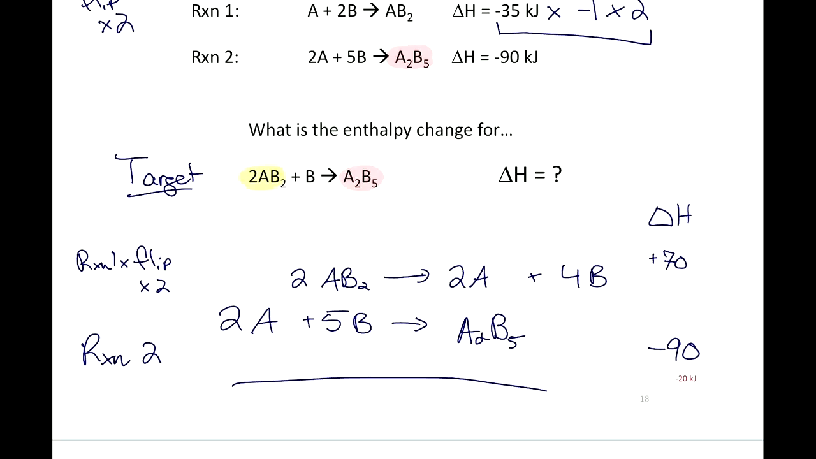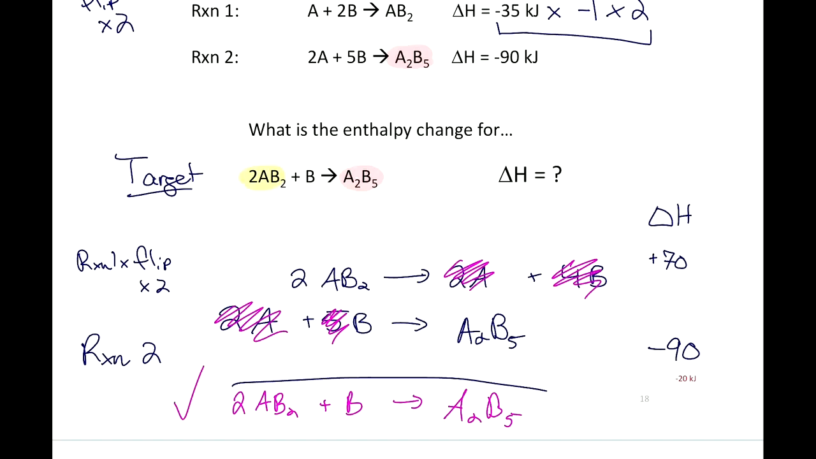So it looks like the A's cancel, right? Because they're on opposite sides of the arrow. Those cancel. And then how many of the B's cancel? 4 of them, yeah. So 4 of the B's cancel, and then how many are we left with on the reactant side? Just 1, yep. And so when we add up those reactions, we see we are left with 2AB2 plus a B gives us A2B5.